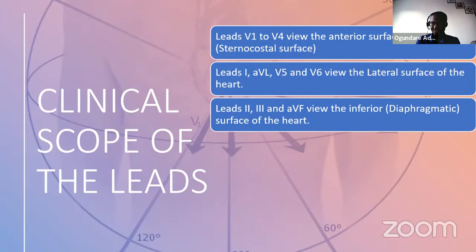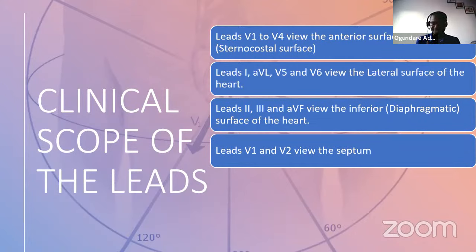Then for the inferior surface, there are 3 of them. These are lead 2, lead 3, and AVF. Okay, lead 2, 3, and AVF. These are the inferior leads, the leads that show the inferior surface of the heart. Lead 2, lead 3, and AVF.